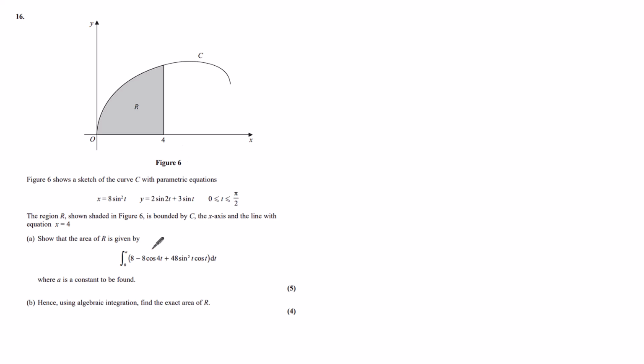Part A, show that the area of R is given by the integral between 0 and a of 8 minus 8 cos 4t plus 48 sine squared t cos t dt, where a is a constant to be found.